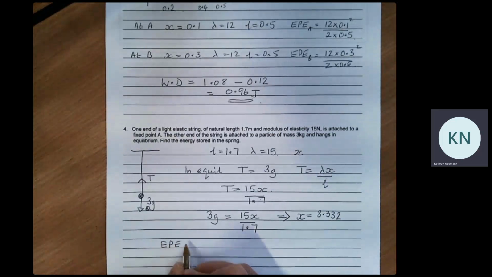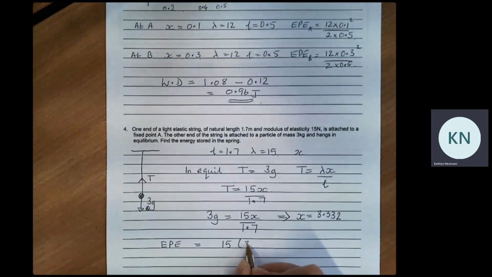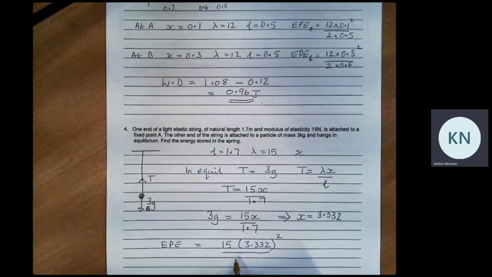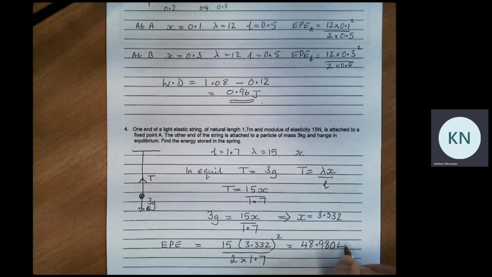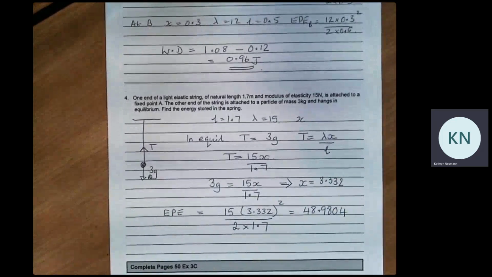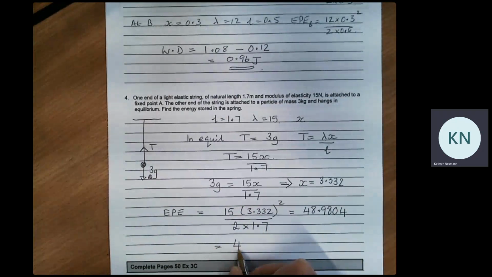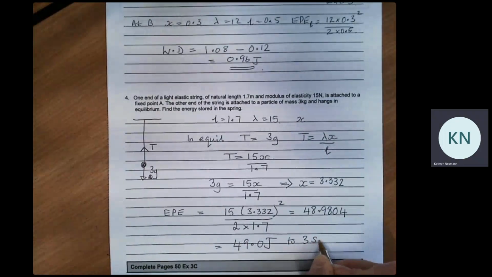Now we want to know what's the elastic potential energy. Elastic potential energy is lambda, which is 15, x squared, which I've just found, 3.332, but on your calculator, use the full value from here, divided by 2, multiplied by the natural length of the string, which is 1.7, and that gives me 48.9804 joules. But in mechanics questions, when you've used G, you must give your answer to 3 significant figures. So I would give this answer as 49.0 joules to 3 significant figures.